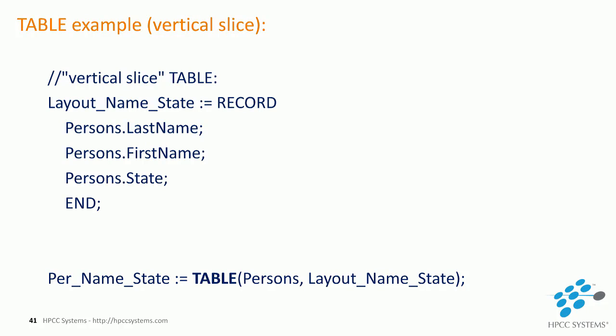So the fundamentals of tables are simple. Here's an example of just building a slice of a larger record set. We have this table statement down below that's referencing the person's record set, the record structure itself. Notice no third parameter required because it's simply reducing. So it's going from a larger person's record set down to a smaller three-field table.